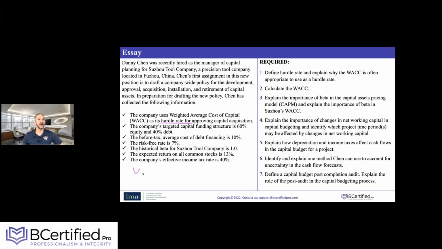So the weighted average cost of capital is simply weight of equity multiplied by the cost of equity plus weight of debt multiplied by the cost of debt after tax. The first thing we got is the weights. We have 60 equity, 40 debt. So that's 0.6 and that's 0.4. The before tax average cost of debt is 10%. We want after tax cost of debt, so we still need to remove taxes from the 10%.